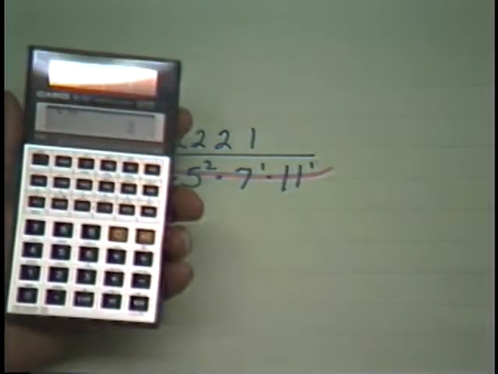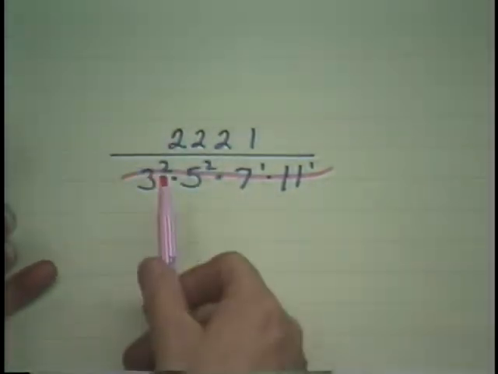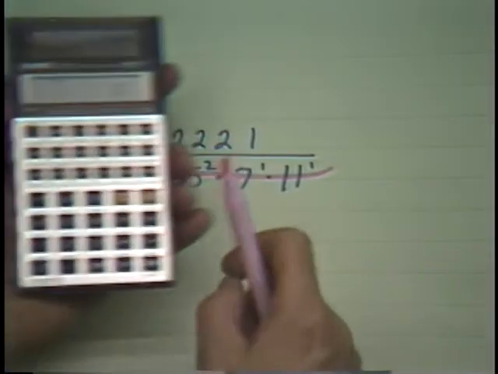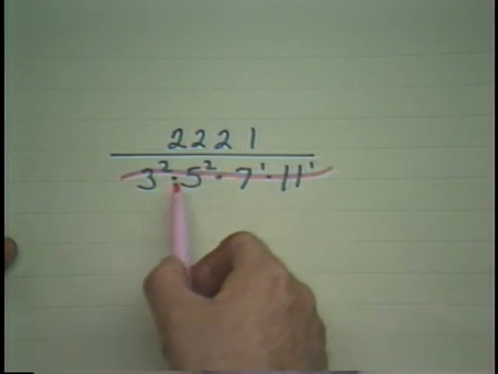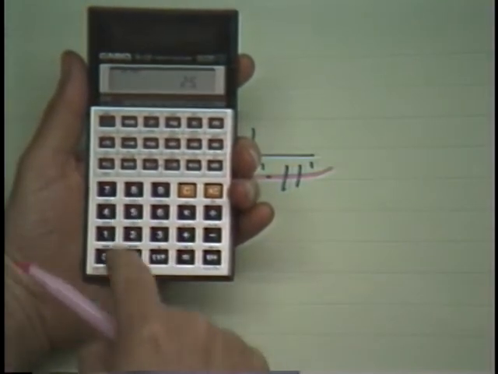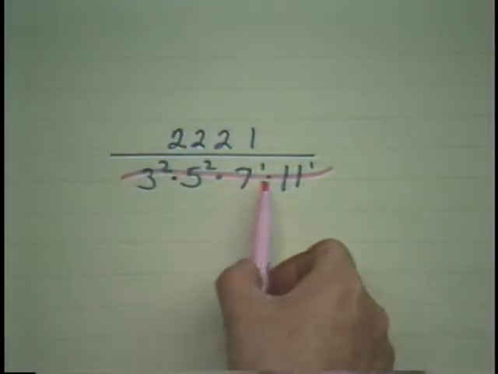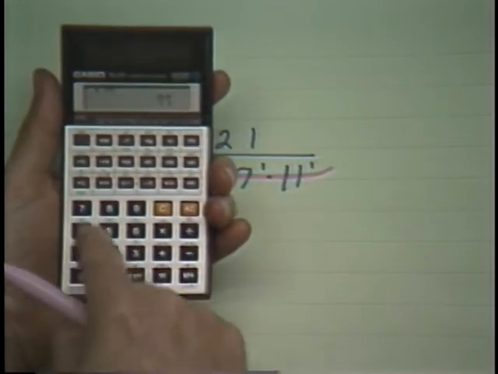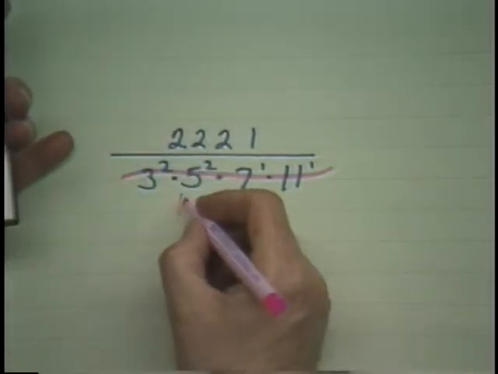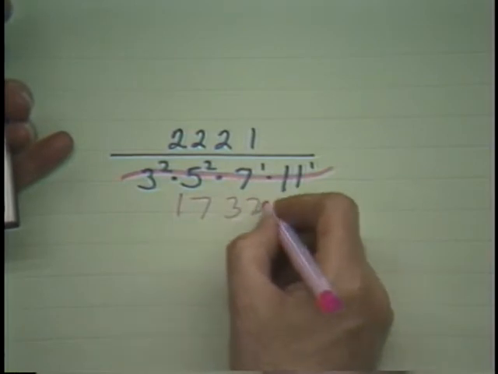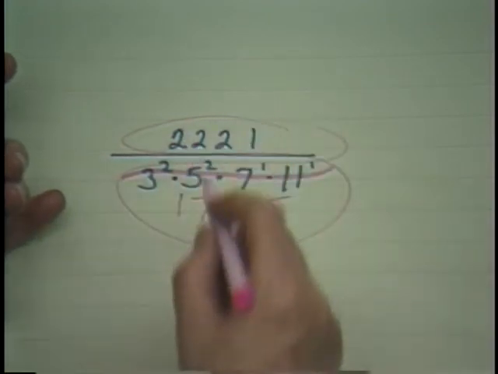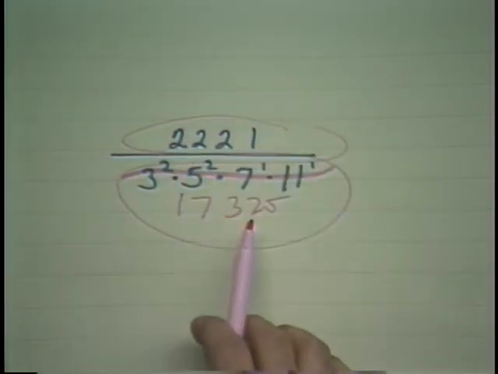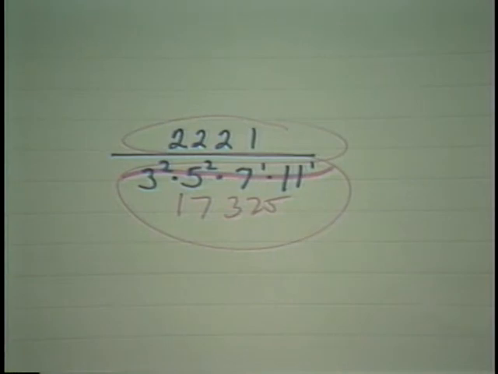Well, in this case, since we have a calculator, we'll continue with it. 2 3s, or 3 times 3 is 9, times 2 5s, or 5 times 5 is 25, times 7 times 11 is 77, is 17,325. So 2,221 is the numerator, 17,325 is the denominator. Messy, but rather routine.